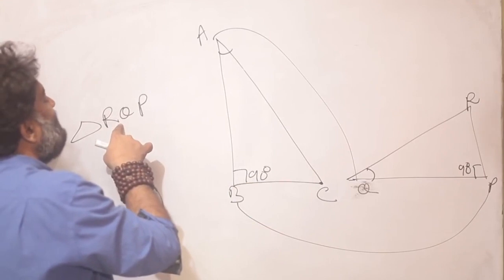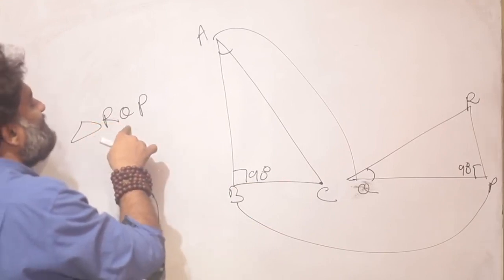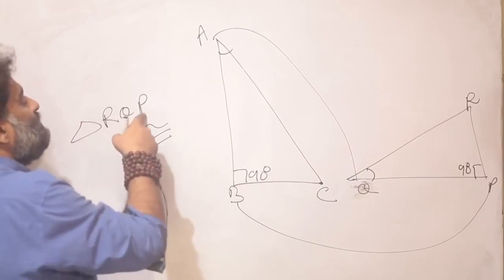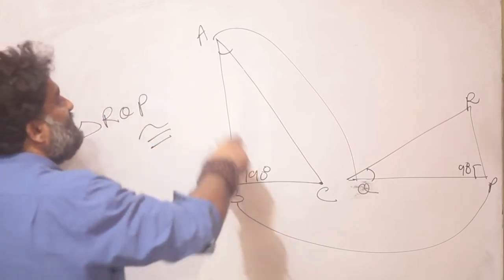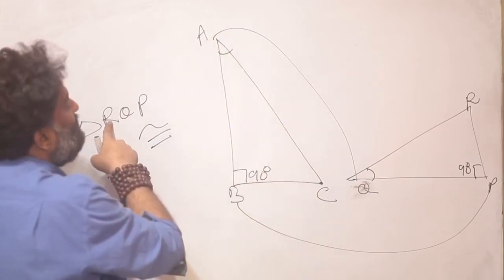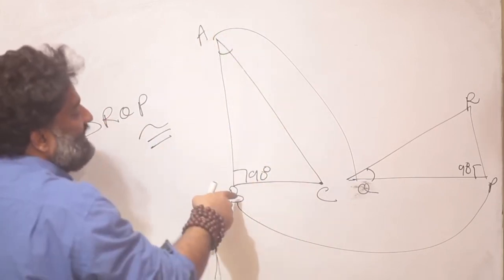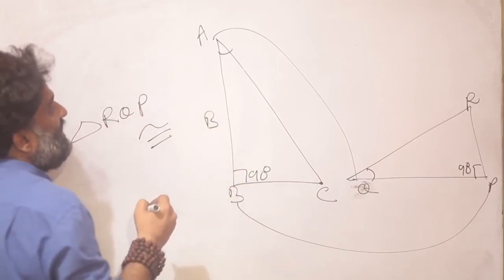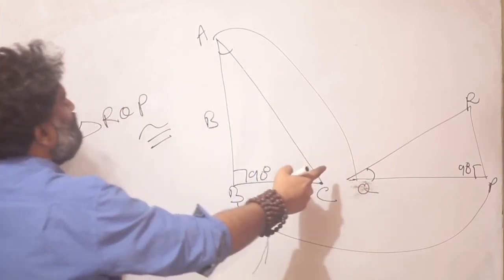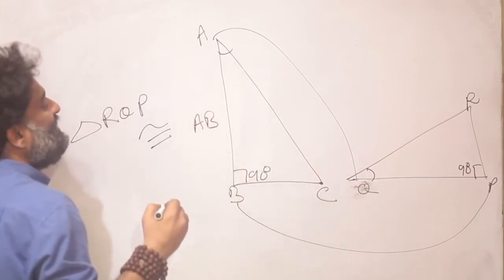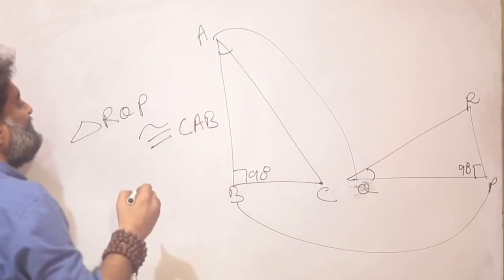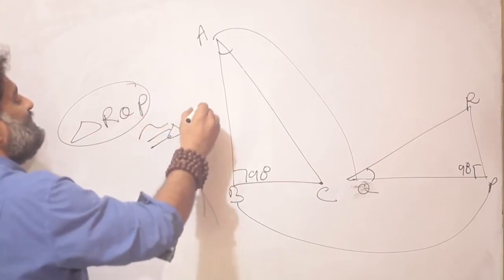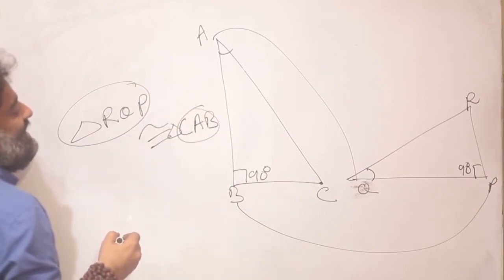So I want to say triangle RQP is congruent to, but what should be the order? I see what corresponds with R. I know P corresponds with B, so I know the last term is going to be B. I also see that A corresponds to Q, so the second last term is going to be A, and then obviously I'm just left with C. So in this story, my story would be triangle RQP is congruent to triangle CAB.